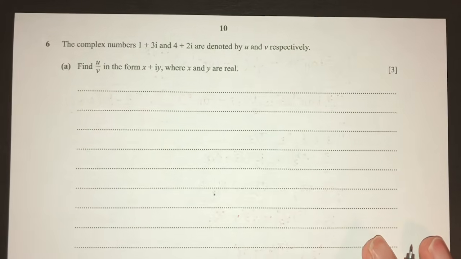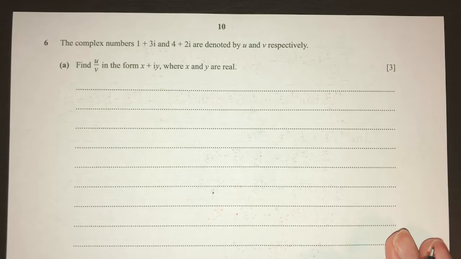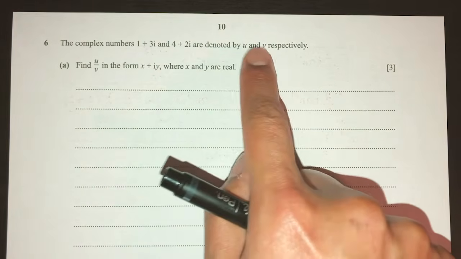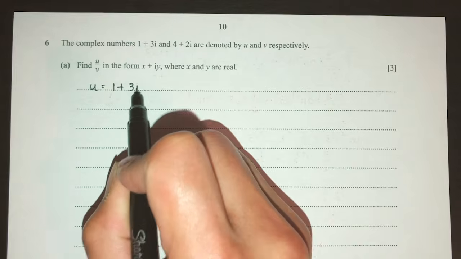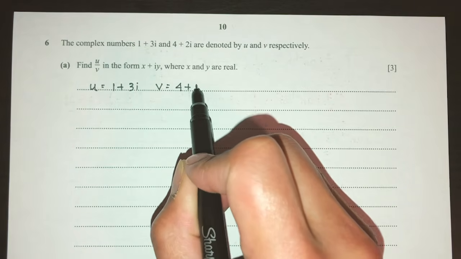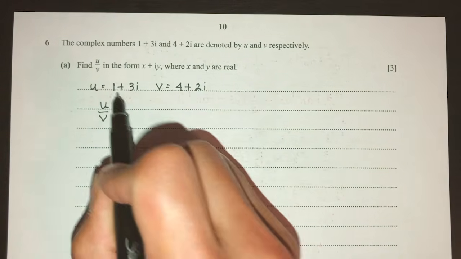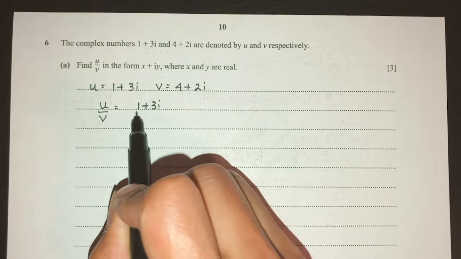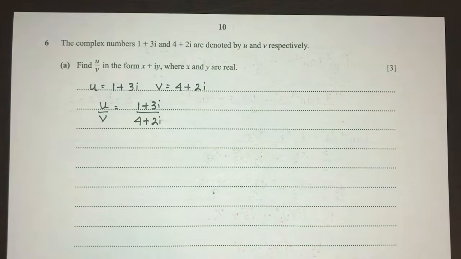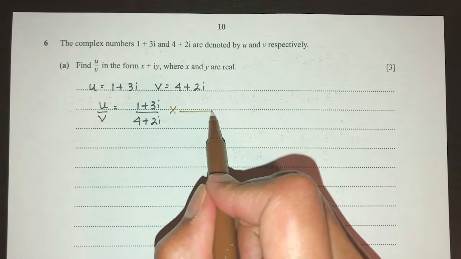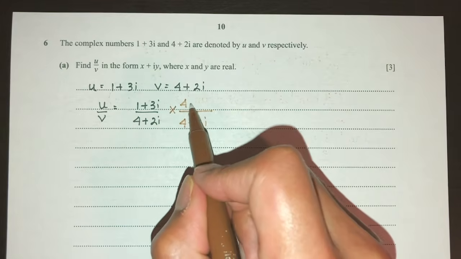Let's move on to your question number 6. The complex numbers 1 plus 3i and 4 plus 2i are denoted by these two values. So we have u is equal to 1 plus 3i and v is equal to 4 plus 2i. Now we have to find the value of u divided by v. That is 1 plus 3i divided by 4 plus 2i. Now if you want to simplify something like this, you have to multiply by the conjugate of this one, which is 4 minus 2i on both sides.